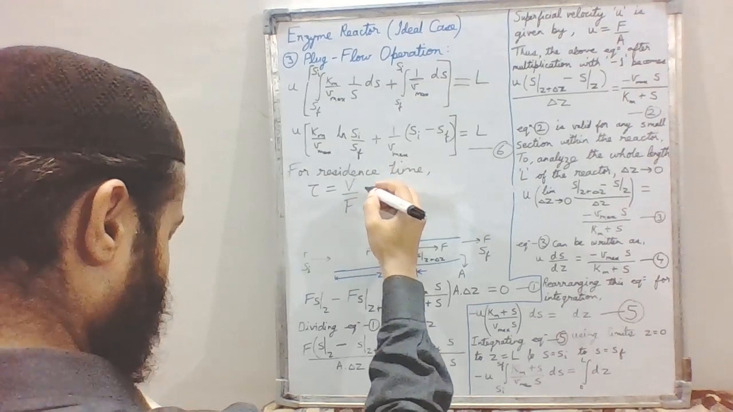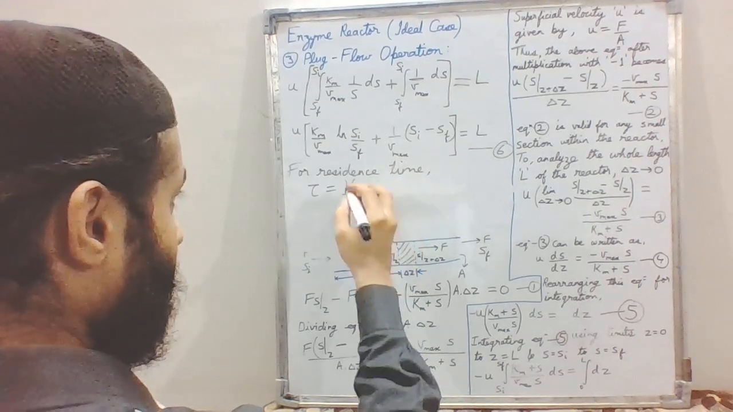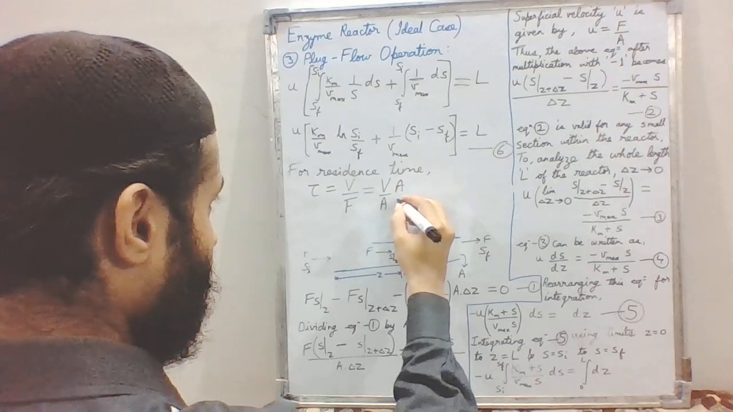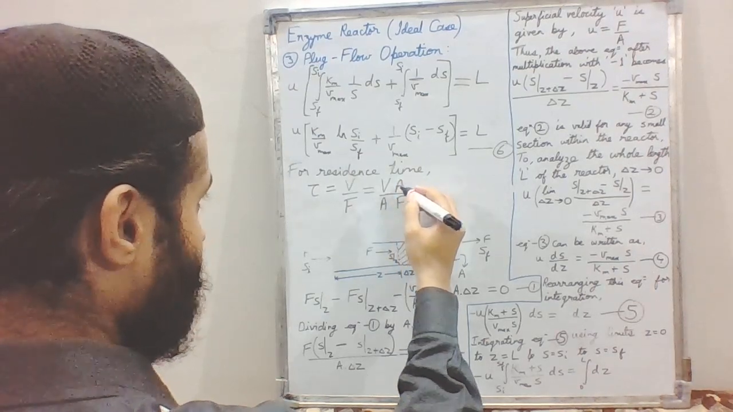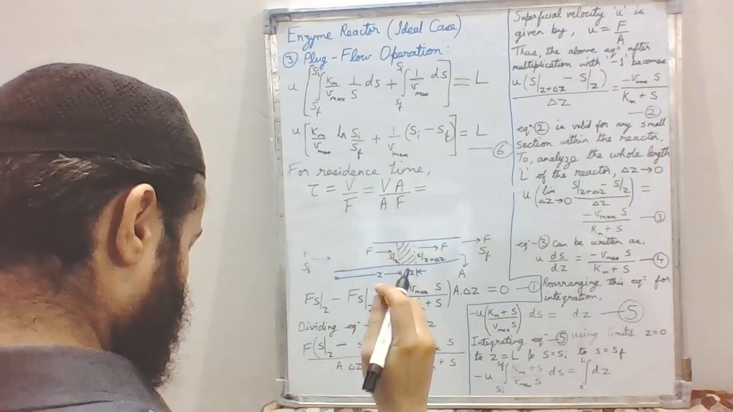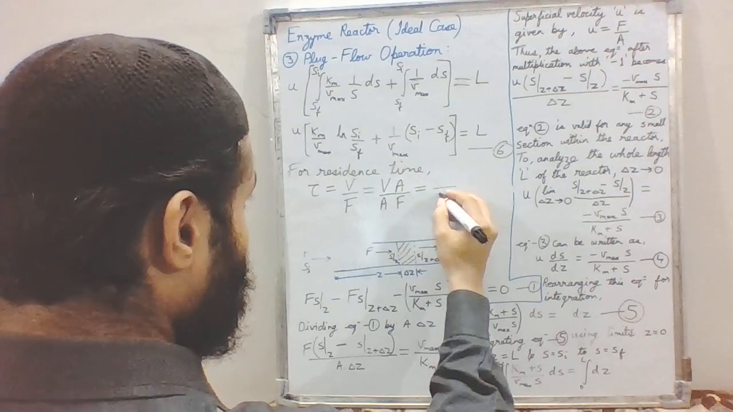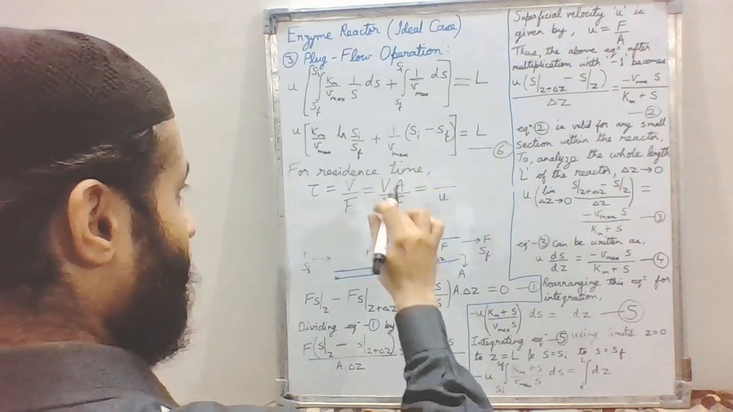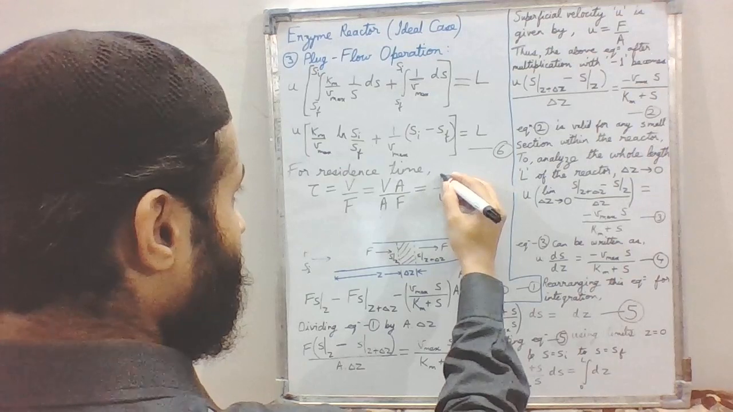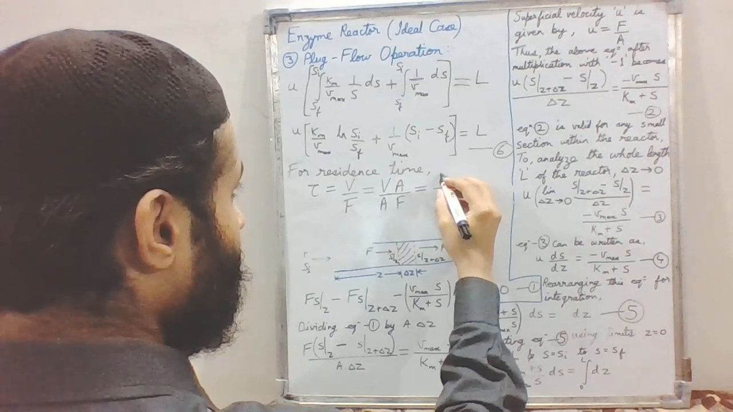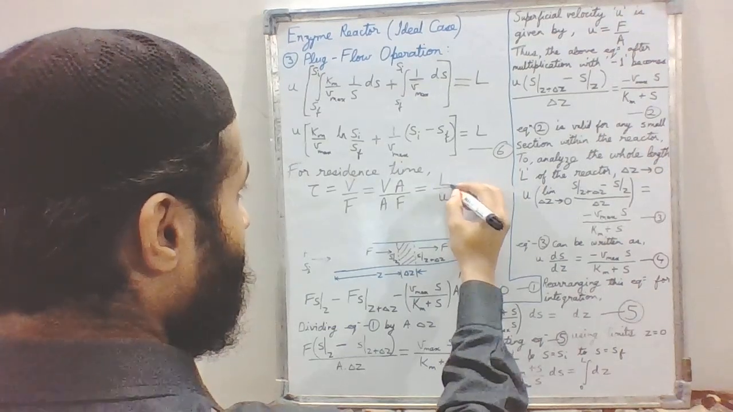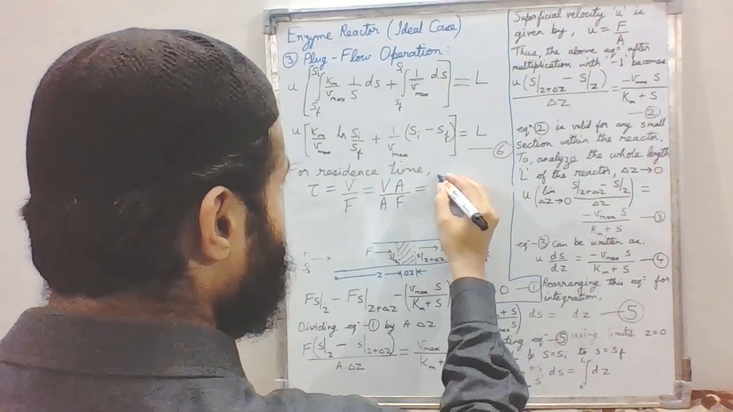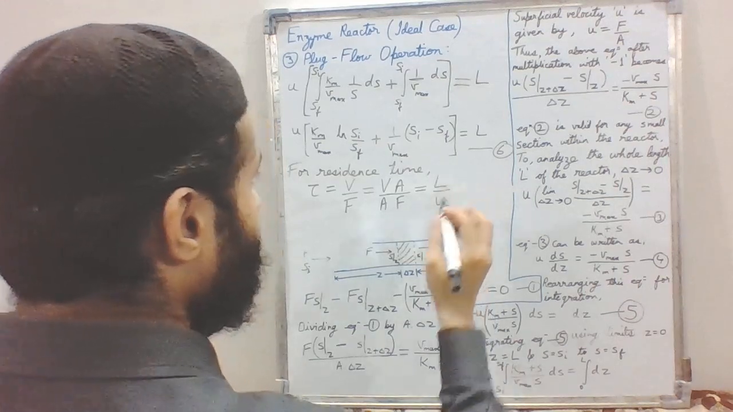So if we divide this V by F term, divide and multiply it by the cross sectional area, now we know that F by A can be written as U, and V by A, volume divided by the cross sectional area, would give us the length of the column in a cylinder. So L by U.